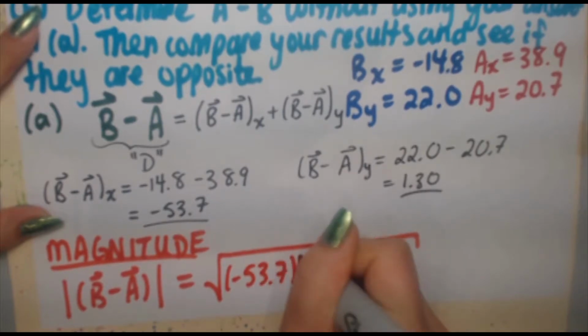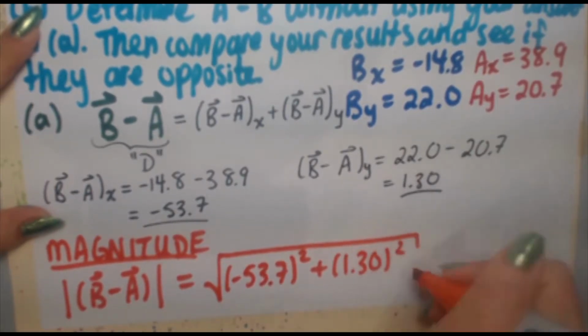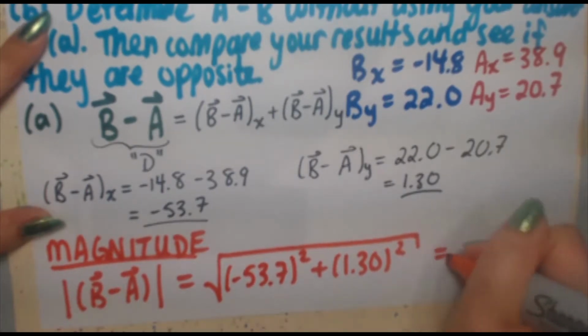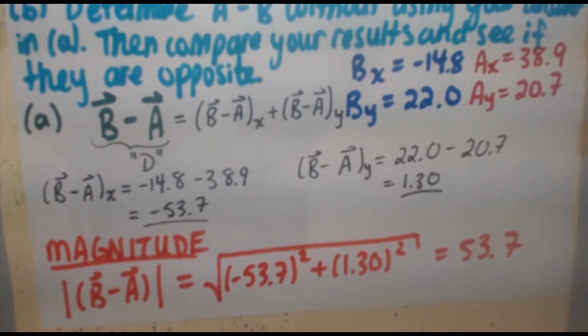Minus 53.7 squared plus 1.30 squared. When you actually solve all this out and you take the square root, you end up getting 53.7. So there's the magnitude. So we're almost done. We still need a direction. So let's go ahead and find that.